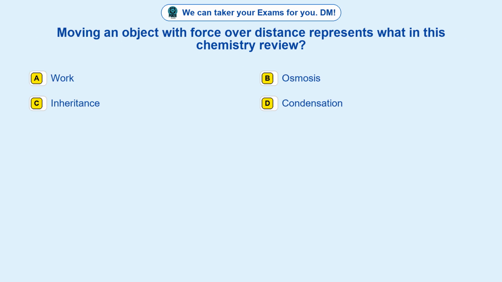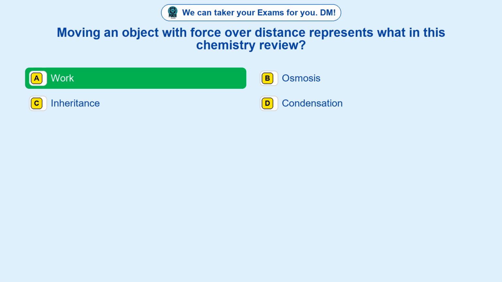Question 59. Moving an object with force over distance represents what in this chemistry review? Option A, work. Option B, osmosis. Option C, inheritance. Option D, condensation. The correct answer is option A, work.